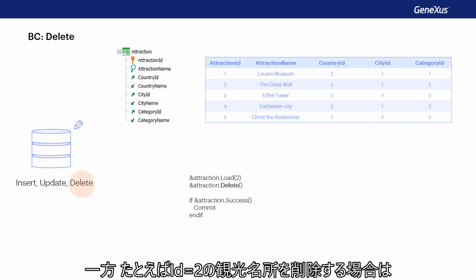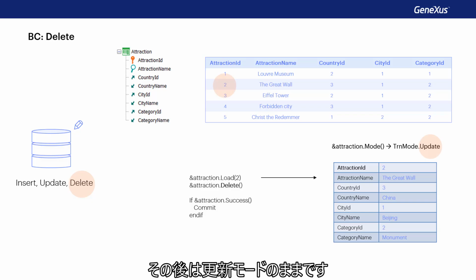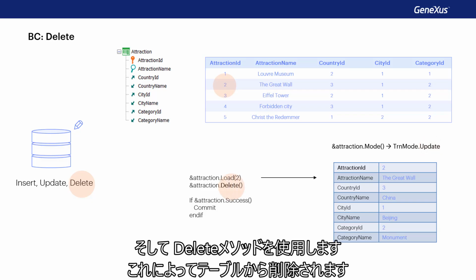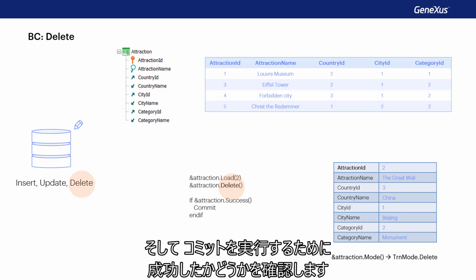On the other hand, if we wanted to delete a tourist attraction, for example, the one with the identifier 2, we first had to load it into the business component variable, after which it remains in update mode, and then use the delete method, which then deletes it from the table, and leaves the variable loaded with the data, but in delete mode. Then it'll be checked for success so as to perform a commit.